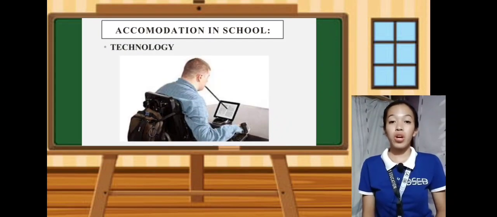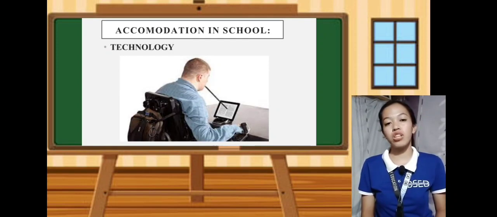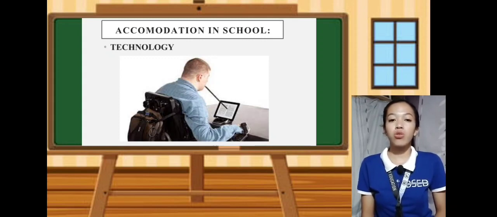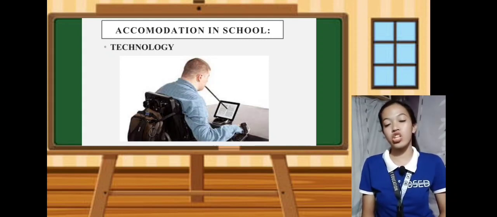And the fourth one is technology. They may also need assistive technology devices to help them communicate, or lessons that address their disability, such as those that will help them improve their gross and fine motor skills. Devices and technologies that might be utilized may include wheelchairs, specialized desks, canes, crutches, communication software, or speech recognition software.